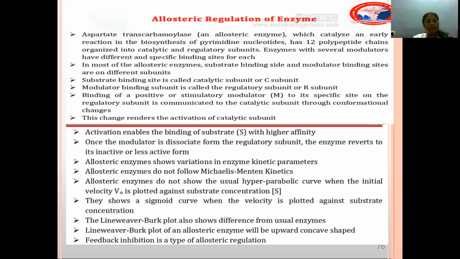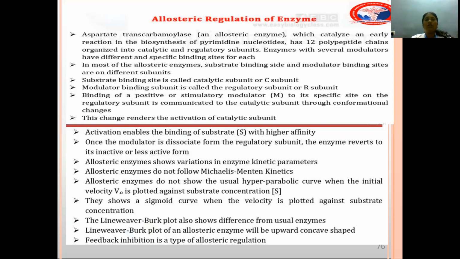So we'll see examples of allosteric regulation of enzyme. Aspartate transcarbamylase, which catalyzes an early reaction in the biosynthesis of pyrimidine nucleotides, is an example of allosteric regulation of enzyme.